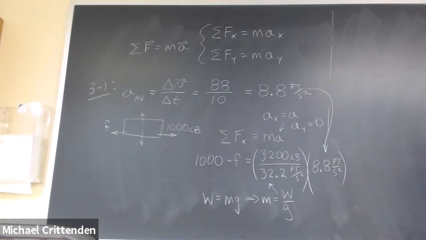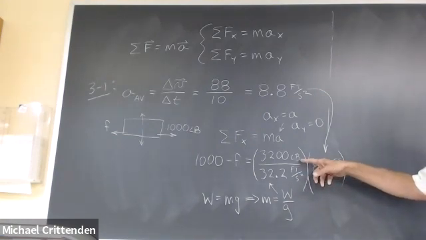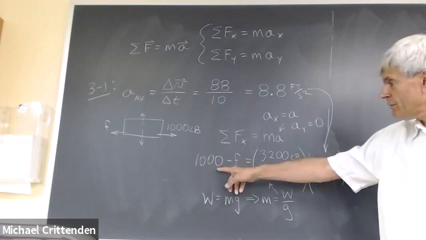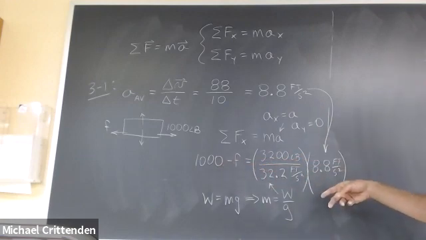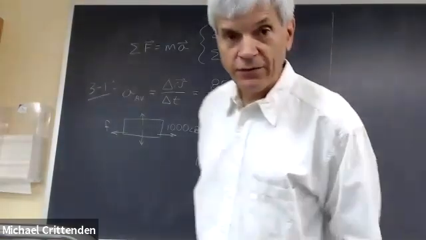Acceleration I'd figured out earlier. Notice how the units work out. Feet per second squared here cancels feet per second squared there, leaving you with pounds. So when I solve for F, it's going to be 1,000 pounds minus another number that's in pounds. In order to add or subtract, things have to be in the same units, okay?